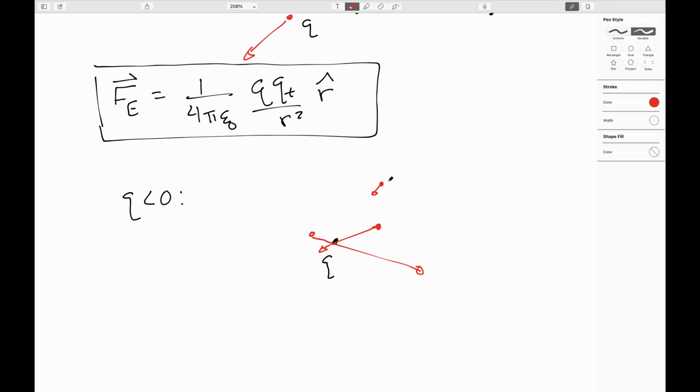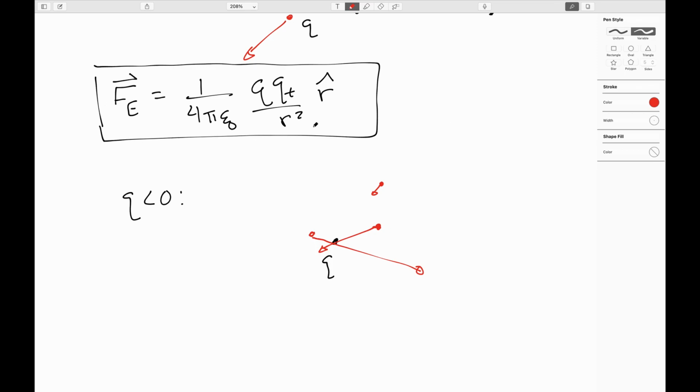But here, where Q is negative, if I have a positive source charge, I should attract. Let's check that out. Q is negative, Q test is positive. Negative times positive is negative. All these numbers are positive. Negative times away is towards. Hey, great. And finally, what if I put a negative charge at these locations? We know it should repel. Well, negative times negative is positive, so positive times away is away. And sure enough, it goes out.